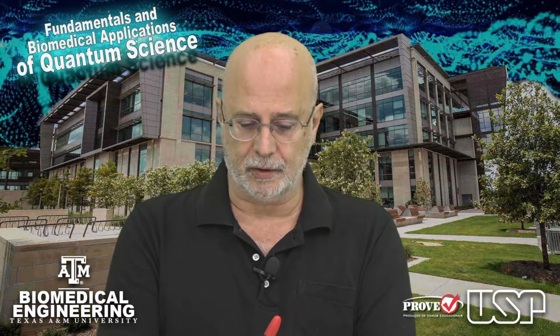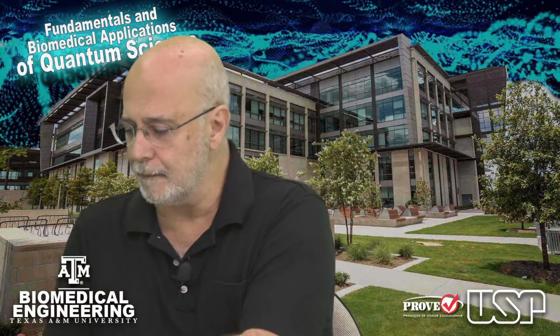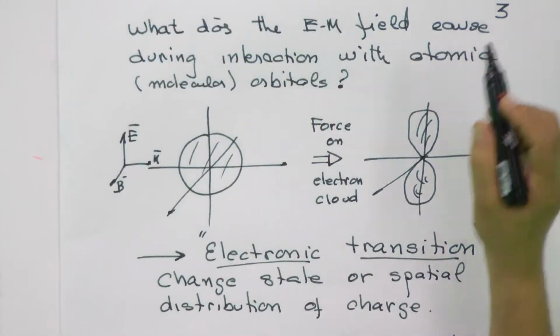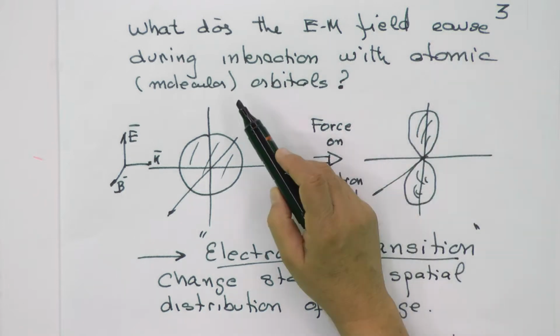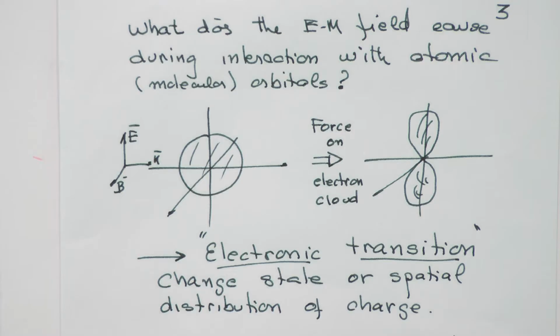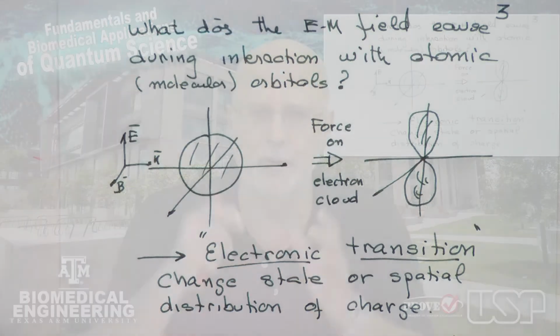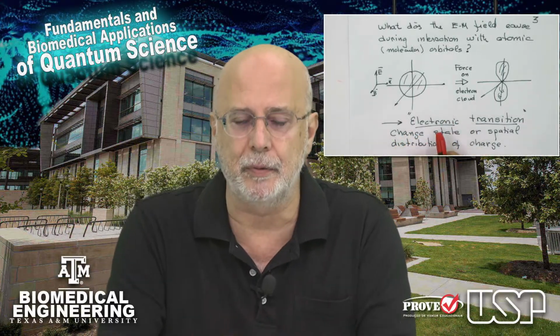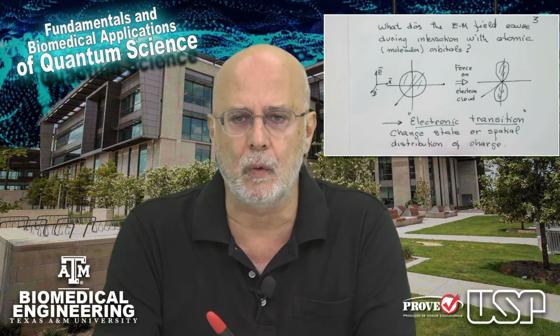Well, so with those concepts, we can go on and tell you a little more about what's going on when the electromagnetic field interacts with the radiation. And the first question is, what does the electromagnetic field cause during interaction with atomic or molecular orbitals? Right, so here you have to use your intuition. We're going to abuse a little bit the classical intuition, but we're going to go to the quantum.